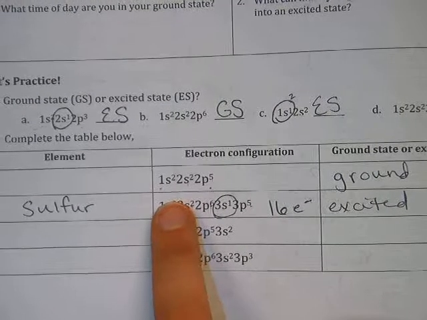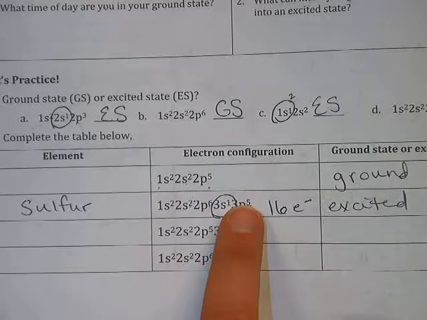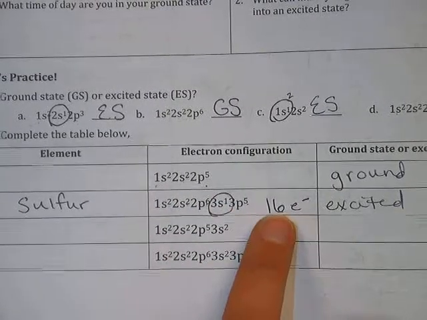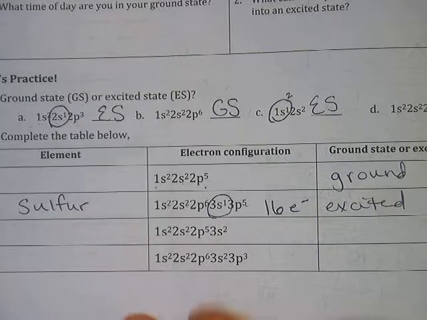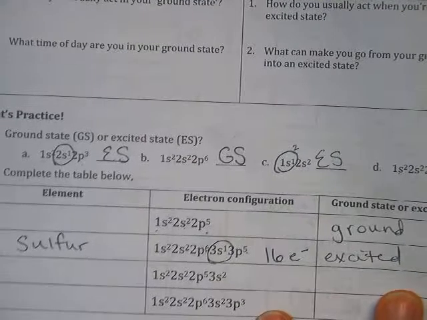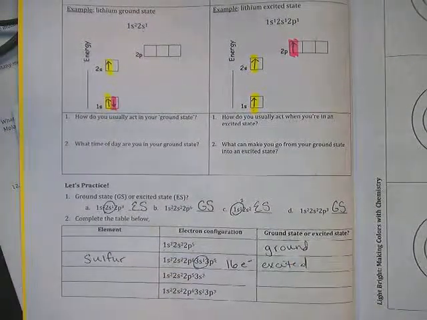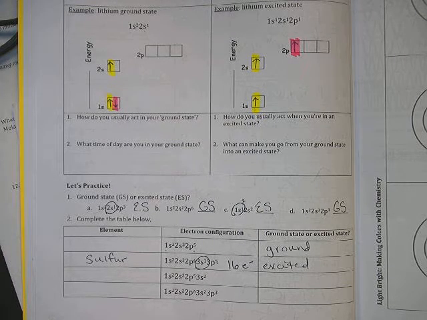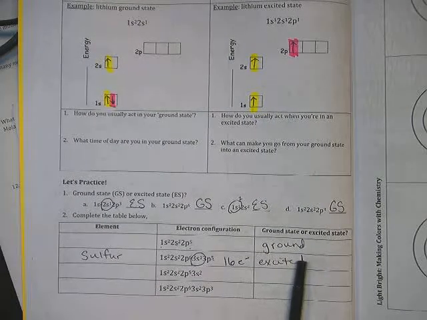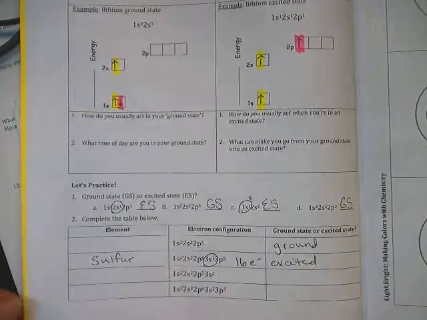If you add up all the electrons from the superscripts, there are 16 electrons, and element number 16 is sulfur. Finish that chart at the bottom. The sulfur is releasing energy. The sulfur gained energy to become excited, it will release energy when it goes back to its ground state.